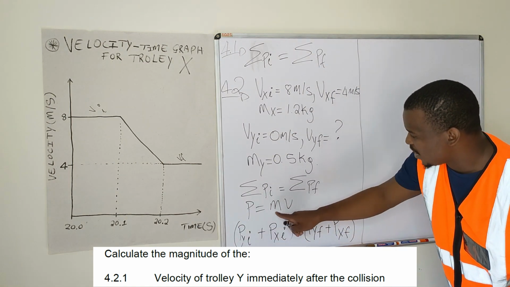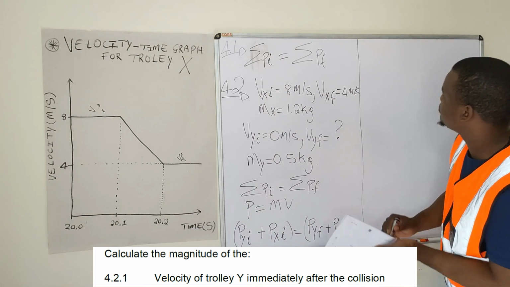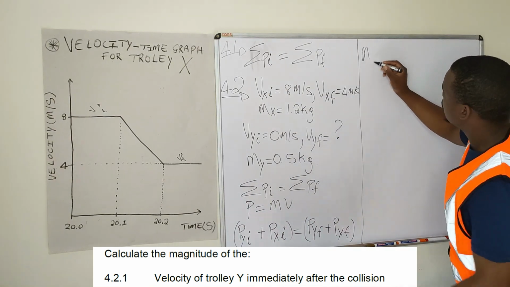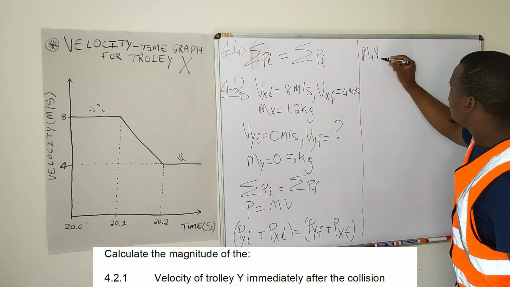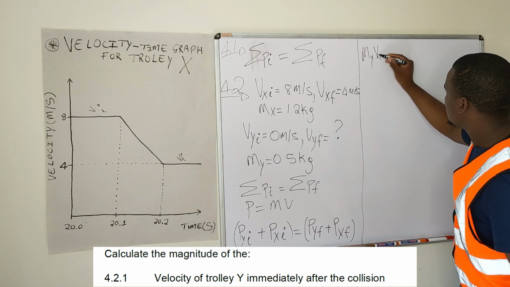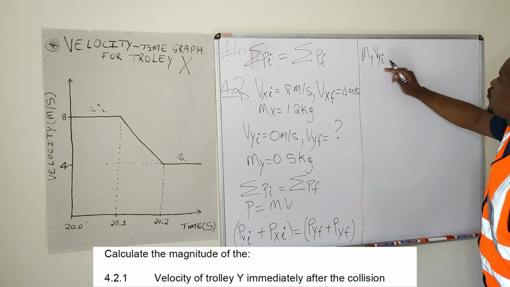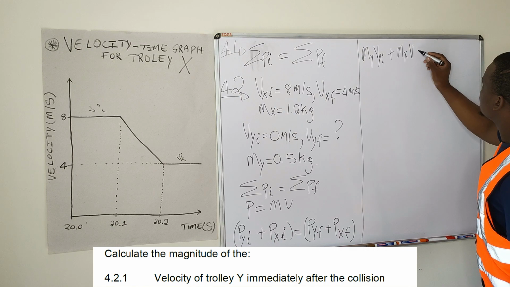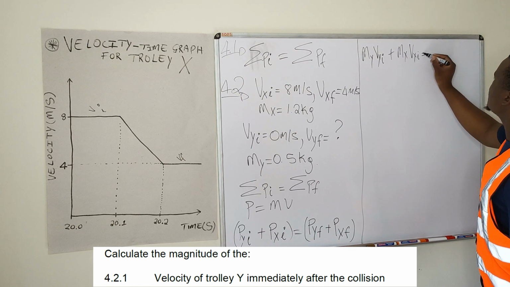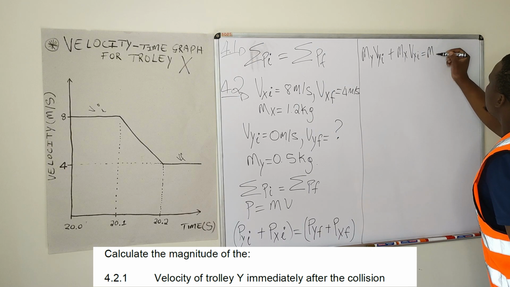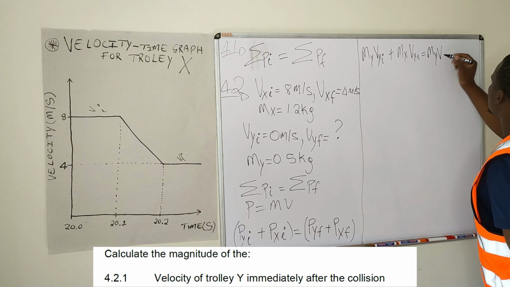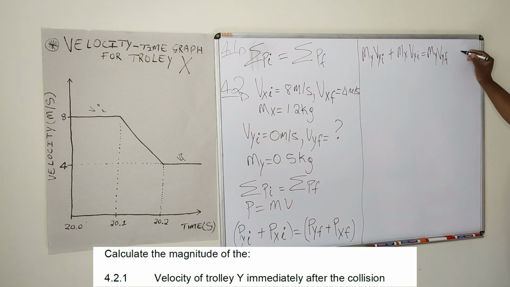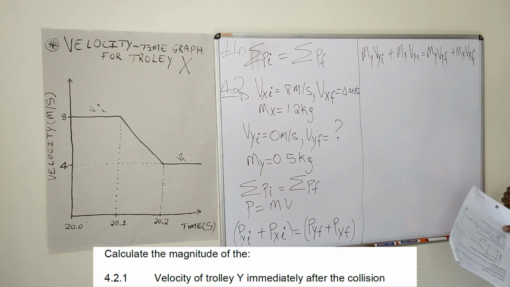So you said p is equal to mv. So this is going to be the m of Y, times the initial velocity of Y, plus mX vX initial, is equal to what? mY vY final, right? Plus mX vX final. Same thing.